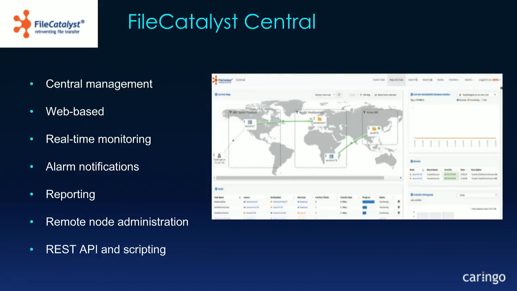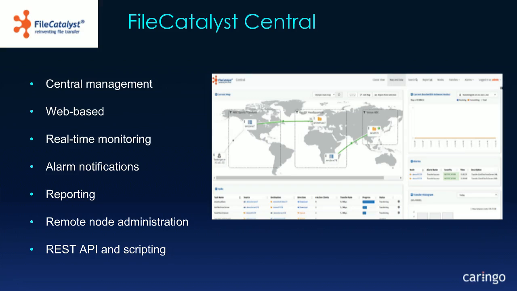And the last product that we have is the FileCatalyst Central, which is our central management application. It offers you a bird's eye view of your entire deployment. It's entirely web-based. You can access it from any machine, any tablet, and you can see what's going on in your network. It gives you real-time access to what transfers are going on, what nodes are alive, what nodes went down, any alarms that have been raised in the system.